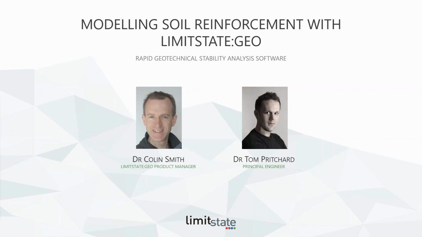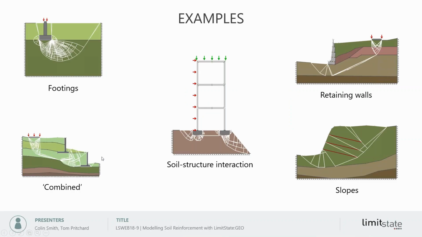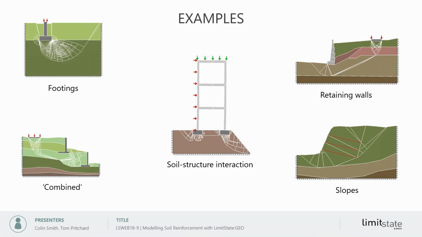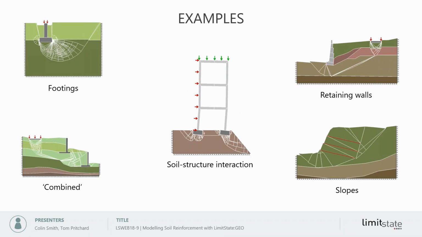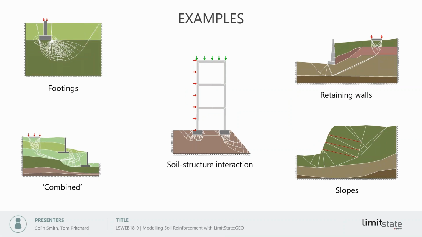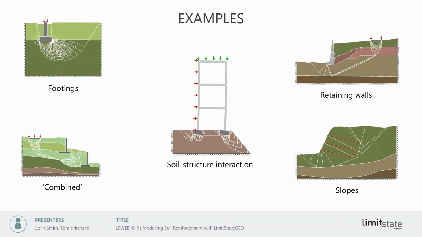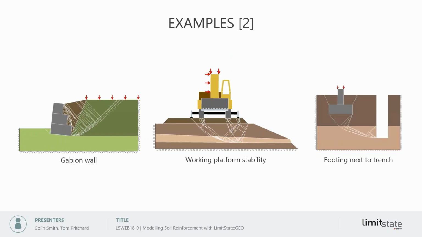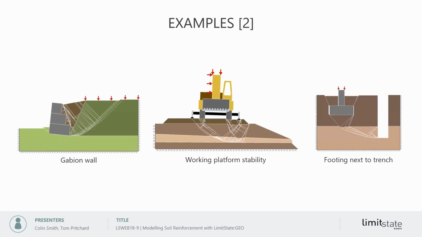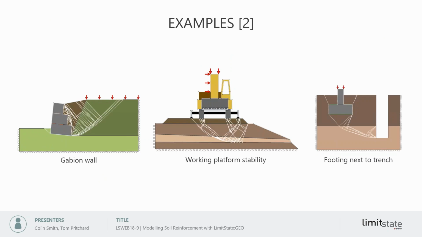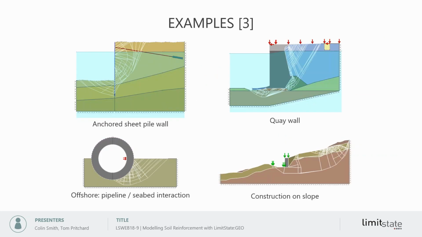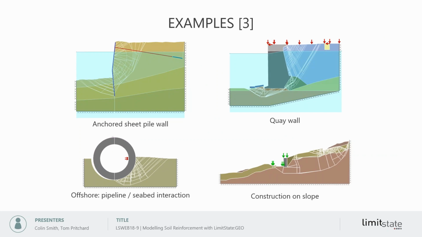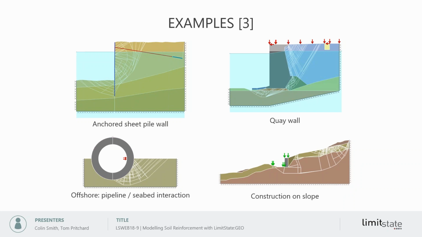Okay, thank you, Tom. So to start off the seminar, we'll have a look at a few slides showing the range of problem types that can be solved by LimitState GEO. As you're probably aware, LimitState GEO is a general-purpose ultimate limit state software able to determine the collapse state for any problem geometry and able to model slopes, retaining walls, structural elements, and soil reinforcement, as shown by some of these examples. So our aim today is to focus on soil reinforcement.